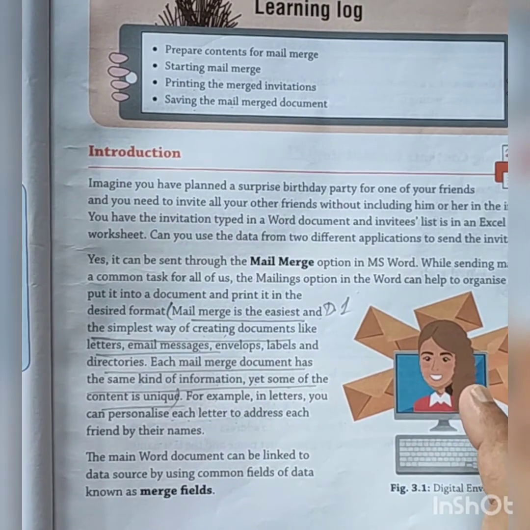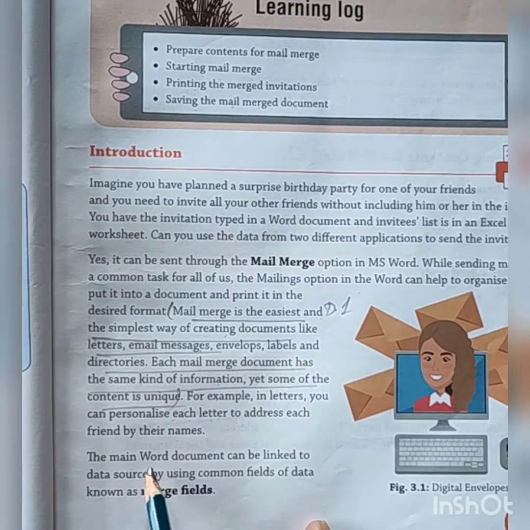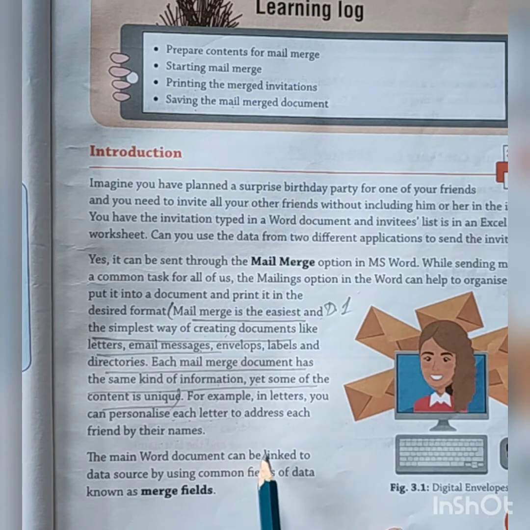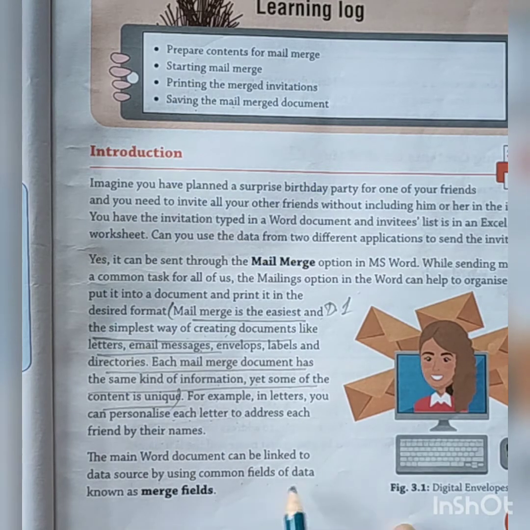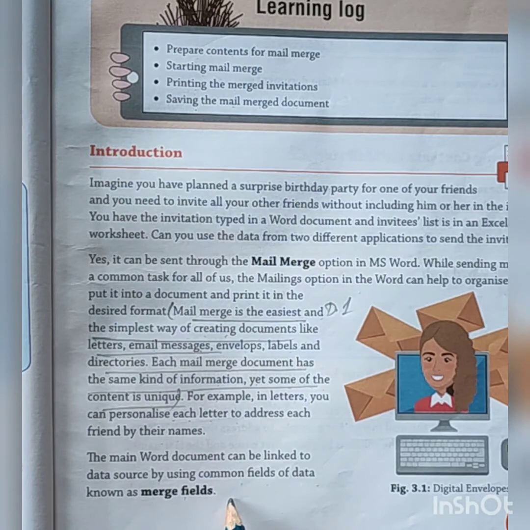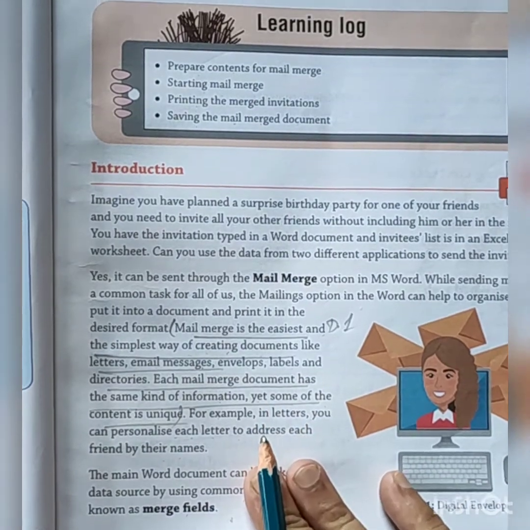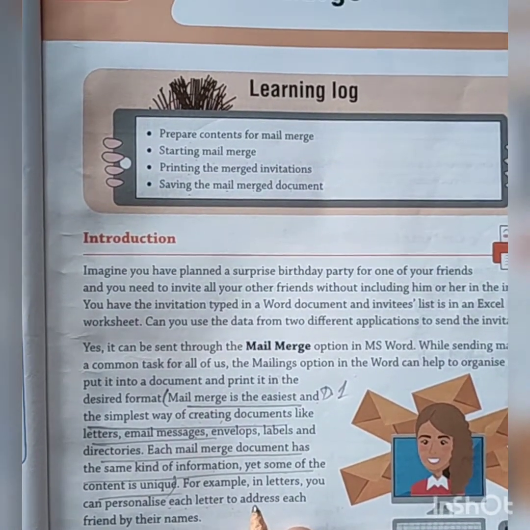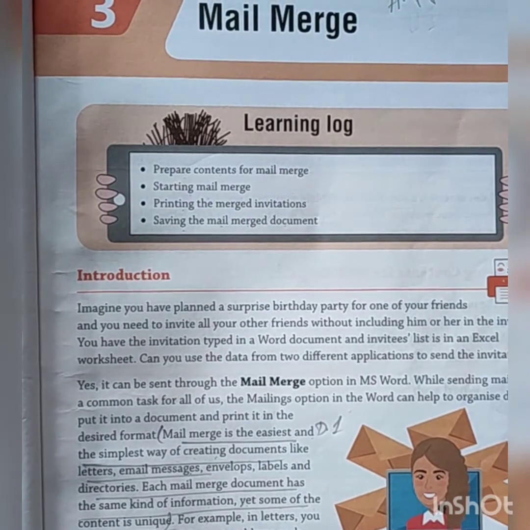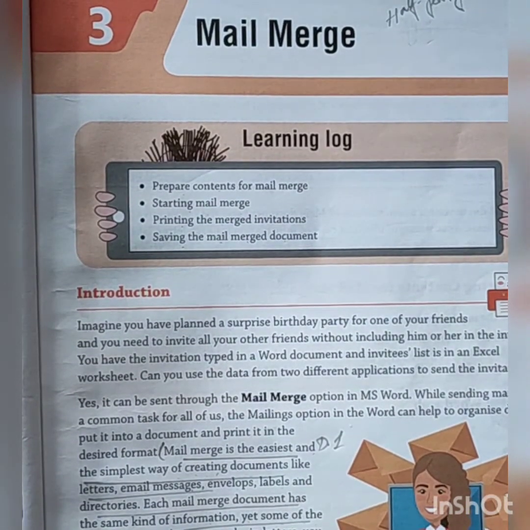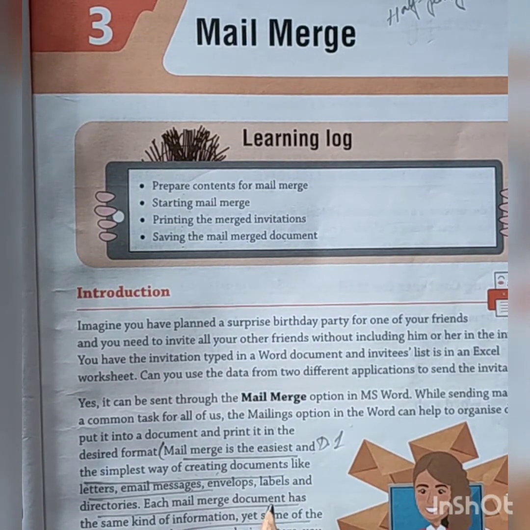So the main Word document can be linked to a data source by using common fields of data that are known as merge fields. This particular portion we will understand better when we use it in our practical session. It will be very beneficial in the practical session. Now we are discussing the theory part.